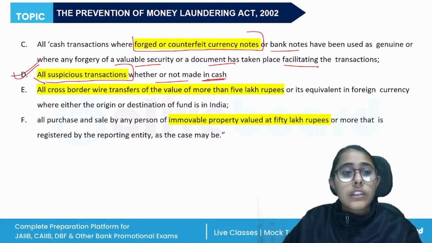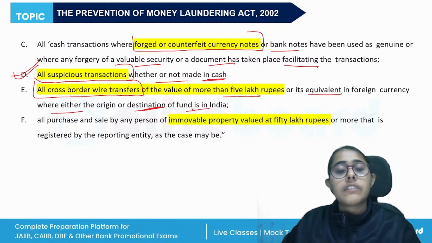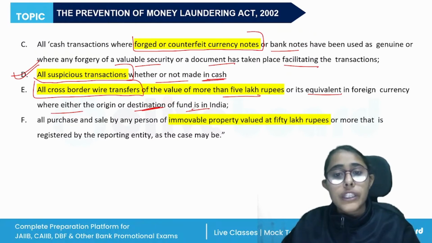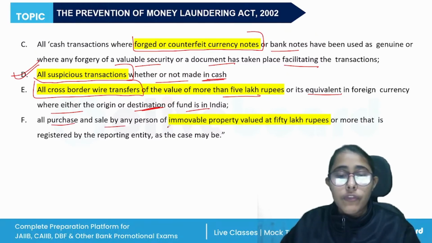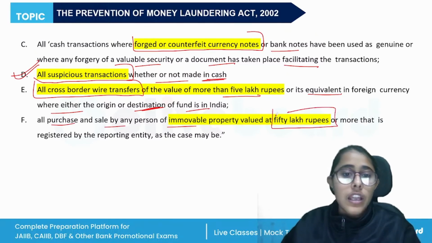Then all the cross-border wire transfers of more than 5 lakh rupees or their equivalent in foreign currency, where either the origin or destination of the fund is in India. So cross-border wire transactions of more than rupees 5 lakhs, and all the purchase and sale by any person of immovable property valued at 50 lakh rupees or more.